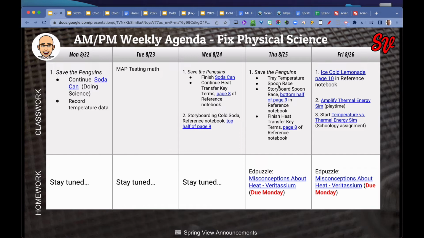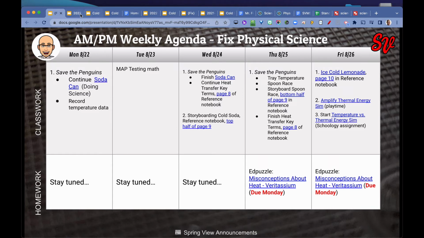So then we did a spoon race. The spoon race involved a plastic spoon and a metal spoon. We placed ice cubes on both of them and saw what happens. The one on the metal spoon melted faster, and some people noticed that the metal spoon felt slightly cooler than the other one. And so we're trying to figure out, well, what's going on there?